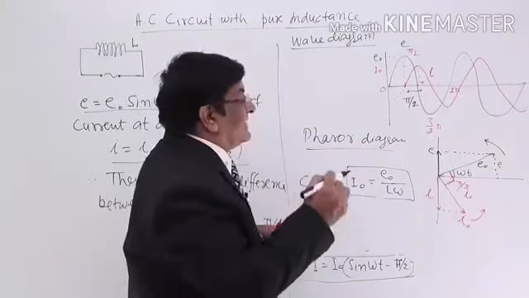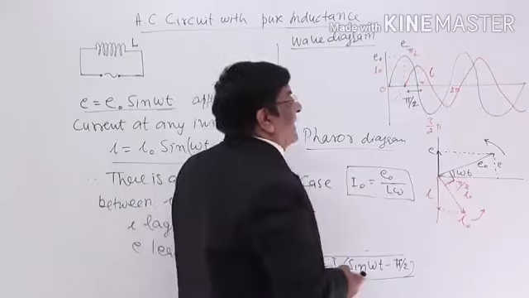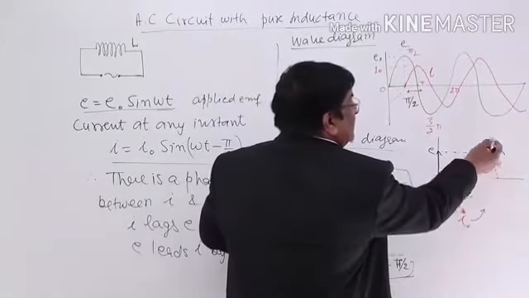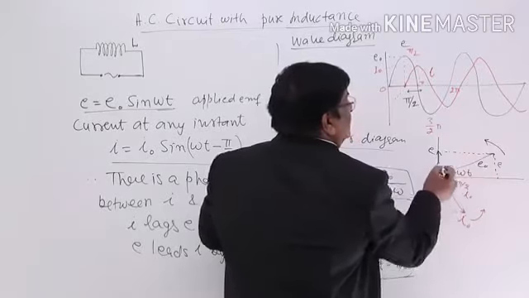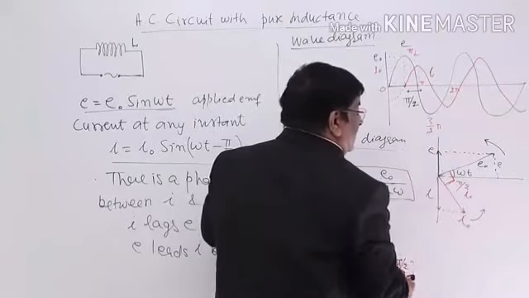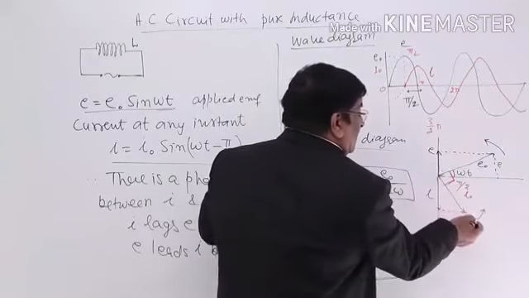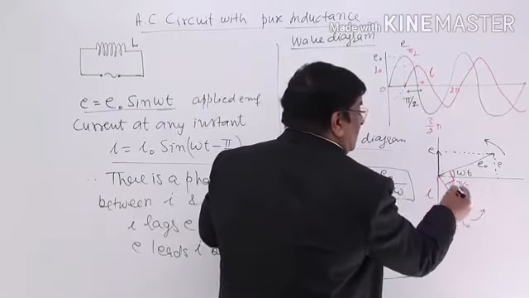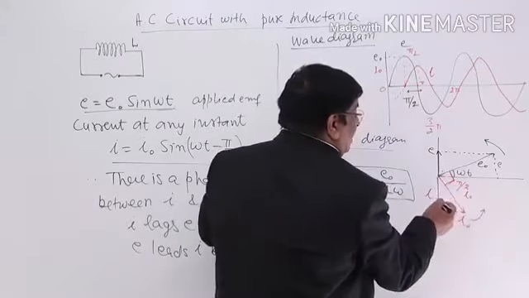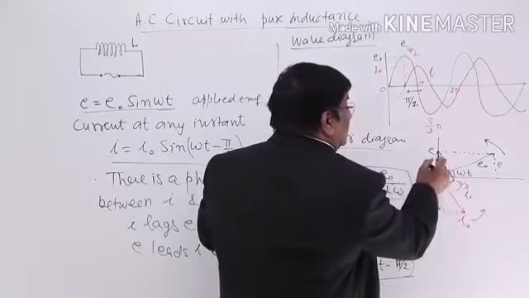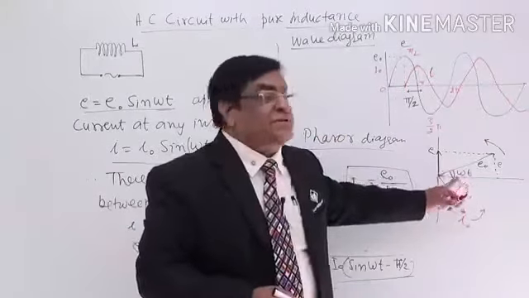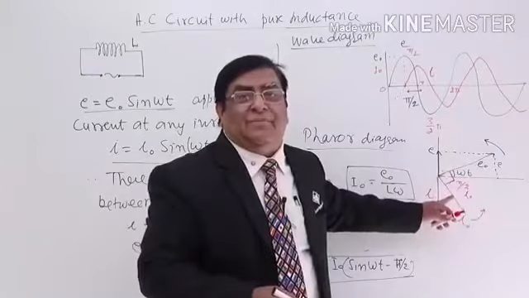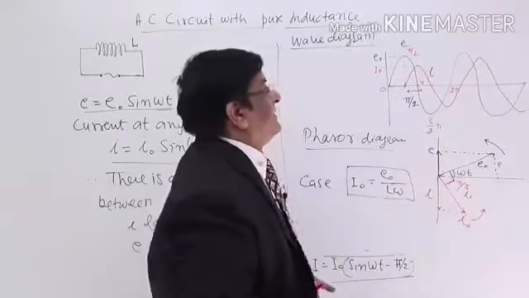Now in the next instant, what is happening to E? It is rotating this way, so this will go here. If it goes here, E is going to increase. What is happening to I? If it is rotating this way, this will go here and I will decrease. So E is increasing, I is decreasing. This is the information given by this diagram. So this is the phasor diagram.